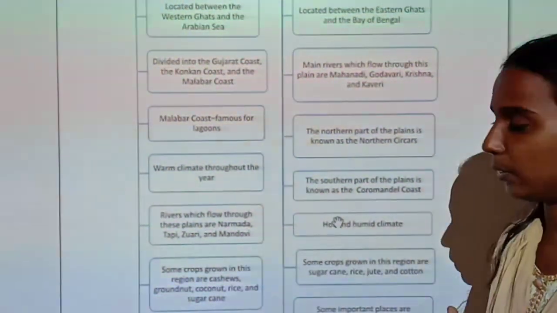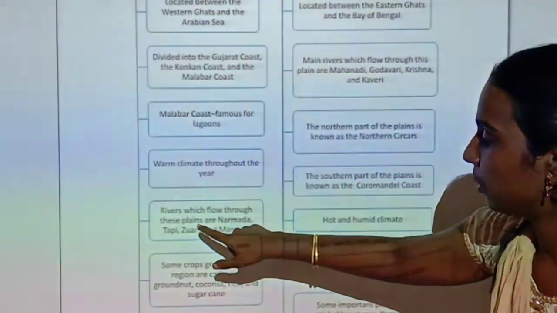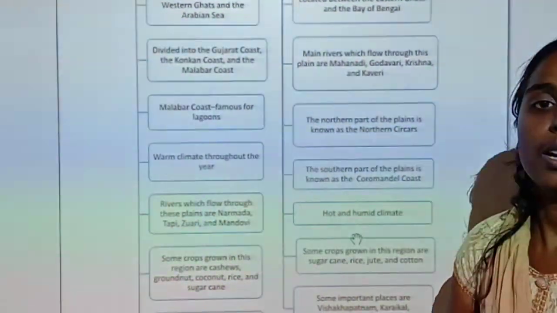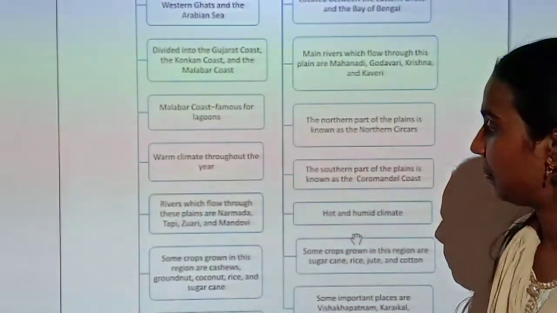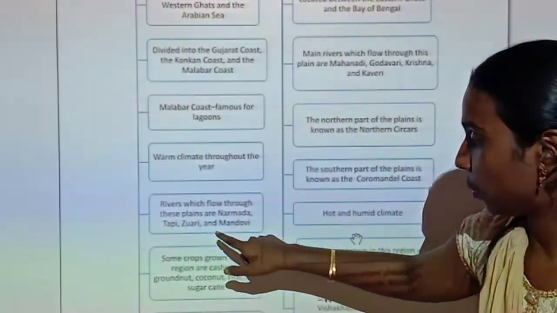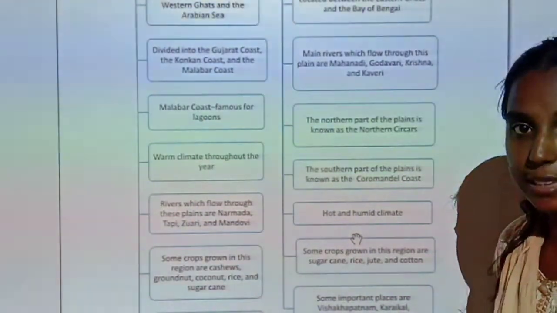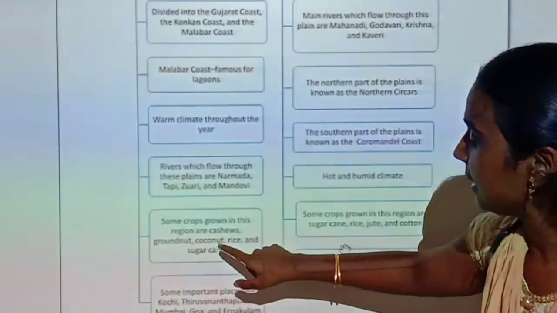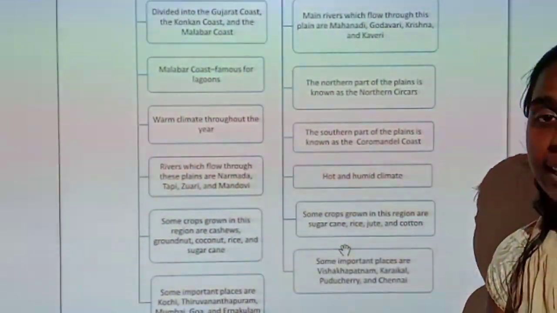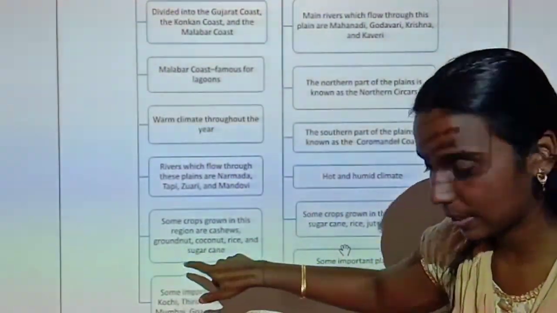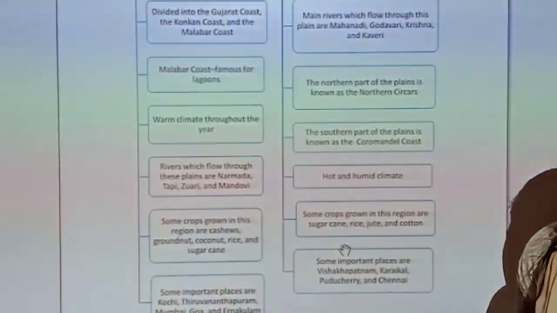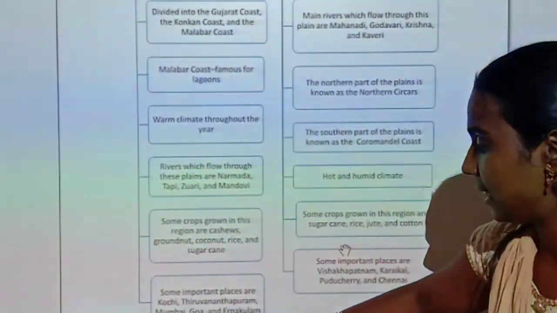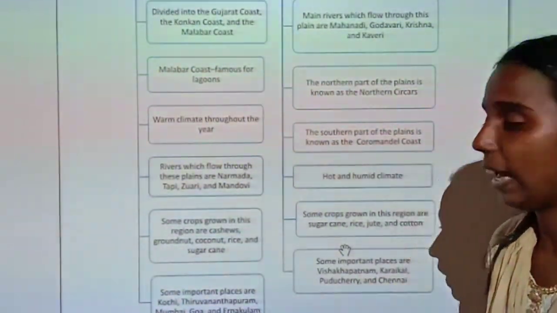And what are the rivers that flow through this region? The rivers which flow through these plains are Narmada, Tapi, Zuari and Mandovi. And what crops can be grown here? Some crops grown in this region are cashews, groundnut, coconut, rice and sugarcane. And what are the important cities located here? Some important places are Kochi, Thiruvananthapuram, Mumbai, Goa and Ernakulam.